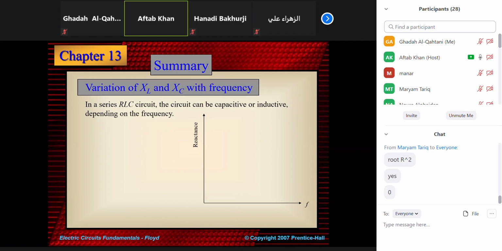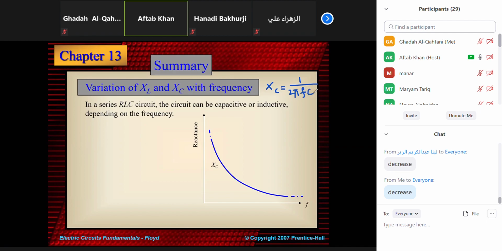Now guys, the variation of both reactances with respect to the frequency. On the x-axis you can see the frequencies here, and on the y-axis we have reactances. So see, this is XC. Do you remember the formula of XC? What is XC? 1 over 2 pi fC. So hope you remember what will happen if we increase the frequency. By increasing the frequency, XC will decrease, right? So we can see here it is decreasing this way, right?